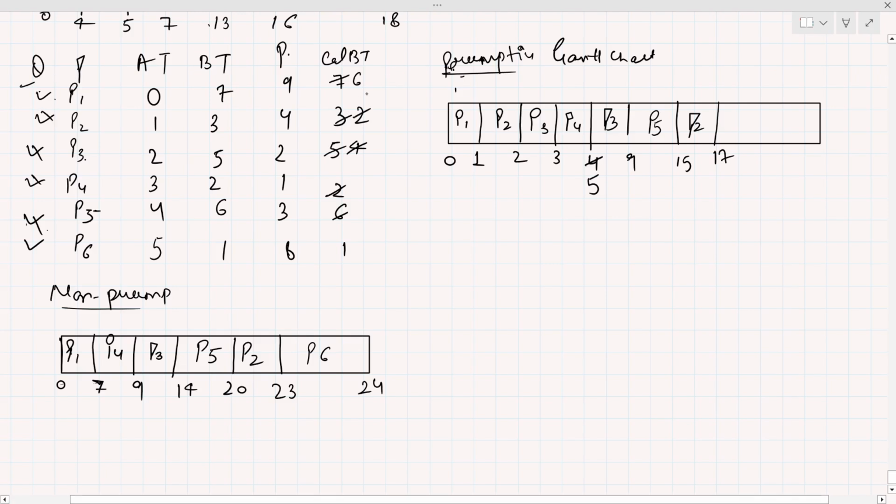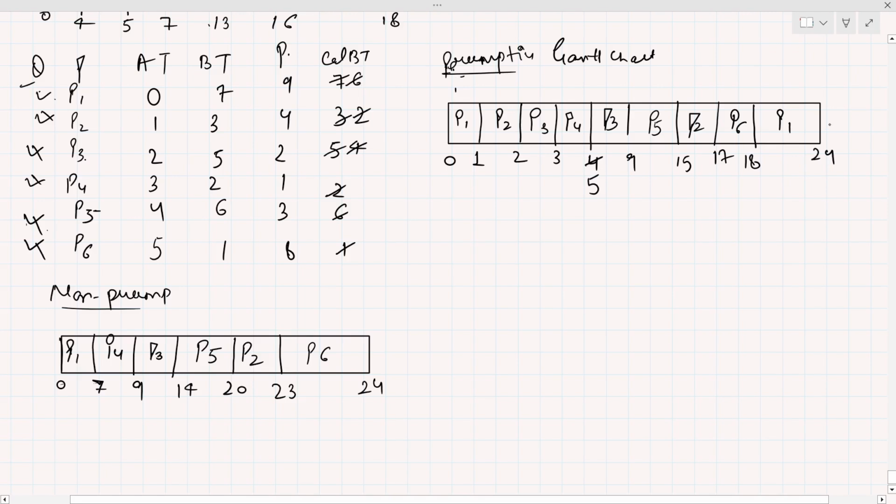The processes left are P1 and P6. Among these two, P6 is the higher priority process, so P6 will get the CPU. The burst time of P6 is 1, so 17 to 18. Now one process is left, which is P1. P1 will get the CPU, and the burst time left is 6. So 18 and 6 will become 24.